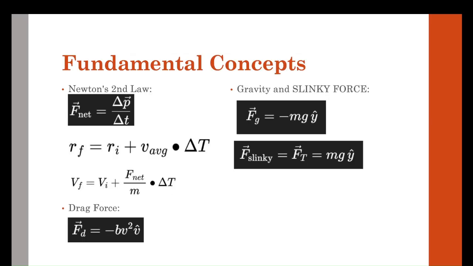So some of the fundamental concepts of physics applied here. We have Newton's second law, which in this case we used to derive the position and velocity update formulas. Then we also had to account for the drag force affecting the slinky as it fell. And then we account for the forces of gravity and the force of the slinky. And in this case, the tension from the slinky is counteracting the force of gravity, which makes it m times g in the positive y direction.